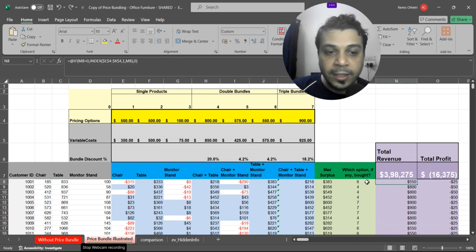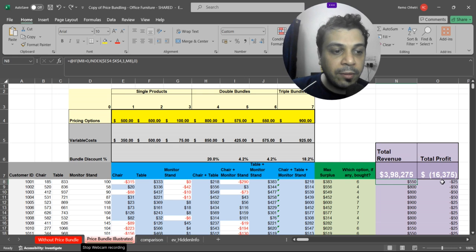And if we know that it's the 6th option, then we also know what the total revenue could be. So what is the total revenue? The total revenue is going to be the actual price of the product that has been sold. So in this case, it's the double bundle, right? So the double bundle is $550. That's why, because it corresponds to this particular column, the sixth one, and that's the pricing option there. So $550 is the revenue.